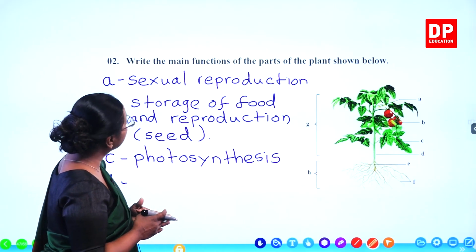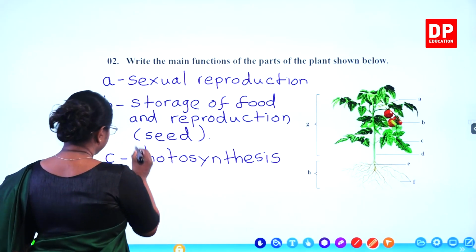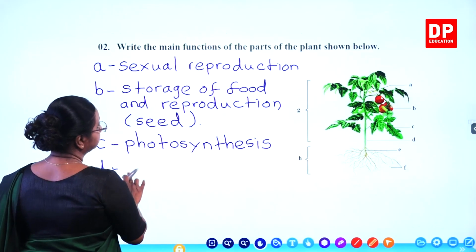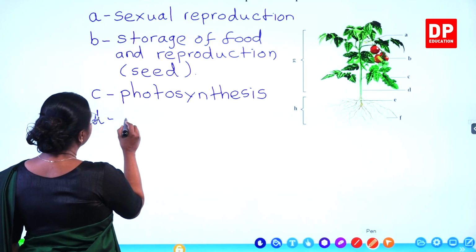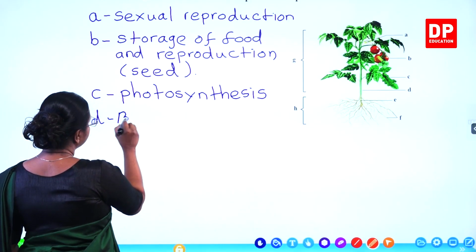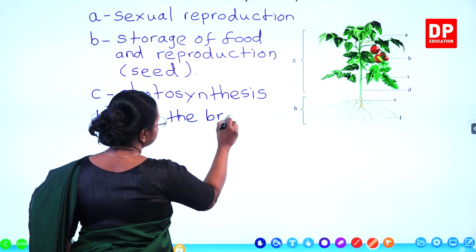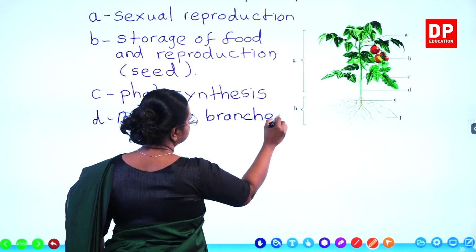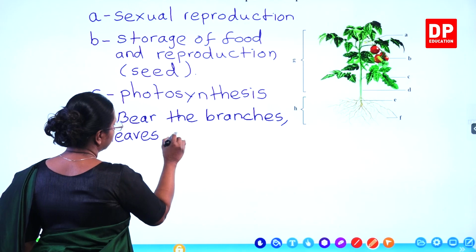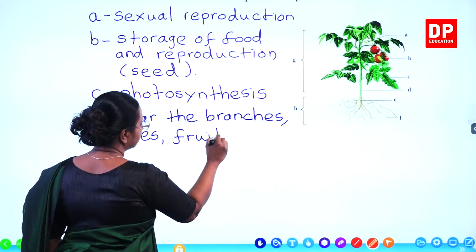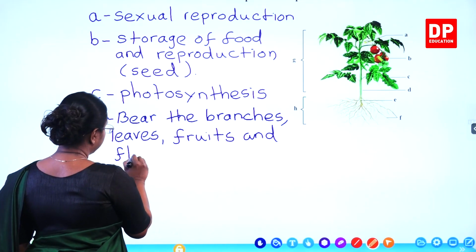So write the main function. So we have to write all three functions there. So D is the stem. For that, the functions: bear the branches, leaves, fruits, and flowers.